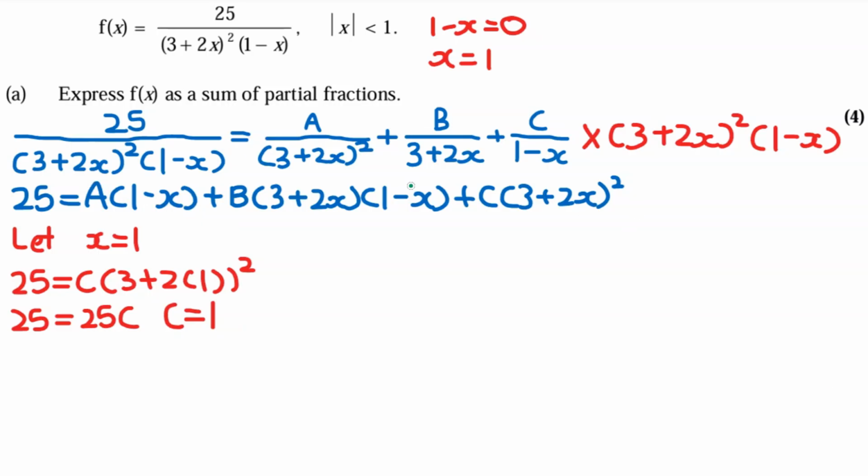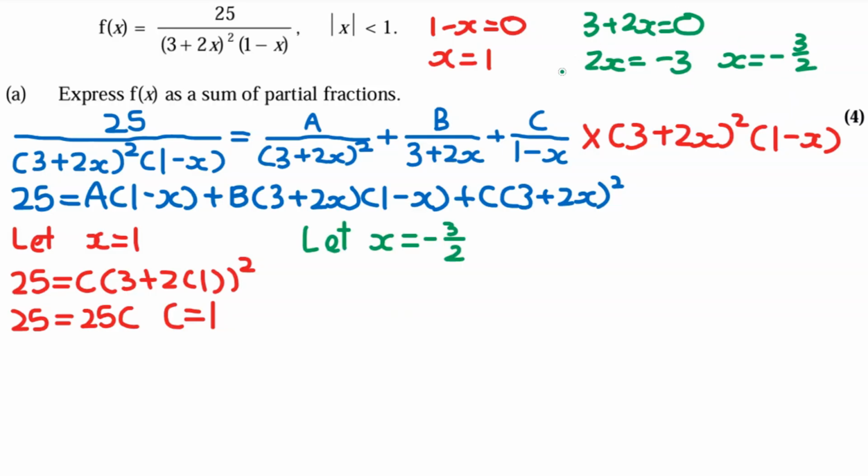And then we're going to focus on this bracket here, this 3 plus 2x, so we want 3 plus 2x to be equal to 0, so move the 3 onto the other side, so 2x is equal to minus 3, divide both sides by 2, so x is equal to minus 3 over 2, so we're going to let x equal minus 3 over 2.